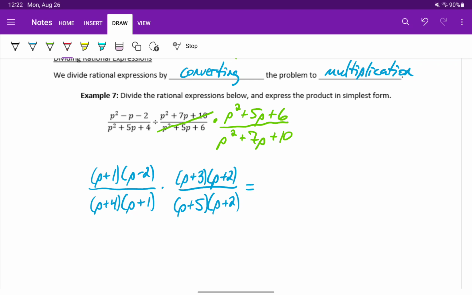Once we have those expressions factored, then we can look for any cancellations. P plus 2 over p plus 2 will cancel. P plus 1 over p plus 1 will cancel. And then we just look for those remaining factors. In this case, p minus 2 times p plus 3, all over p plus 4 times p plus 5.